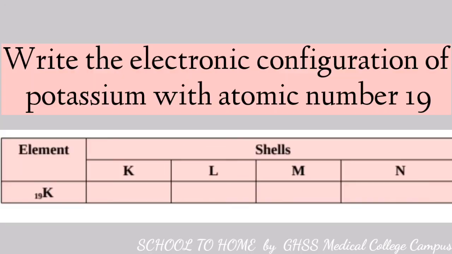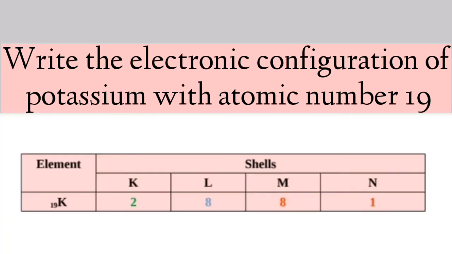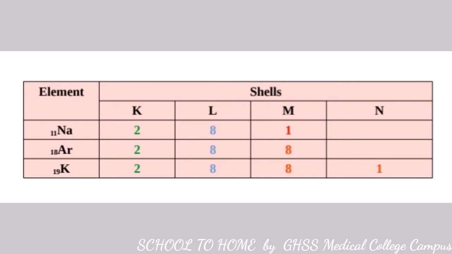Keep that in mind. And now let us write one more electronic configuration, that is of potassium. Atomic number of potassium is 19. Now you write the electronic configuration of potassium. What you got? Yes, 2, 8, 8, 1. Now compare these two elements, potassium and argon. The outermost shell of argon contains 8 electrons. That is, the M shell of argon contains 8 electrons.